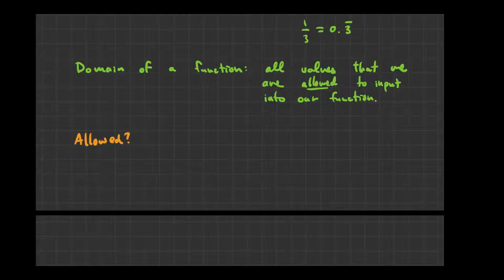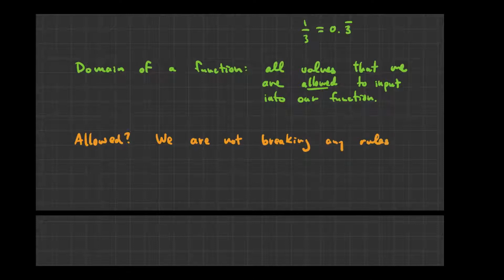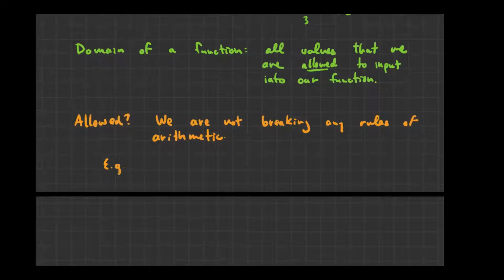Okay. So what I mean by being allowed to input a number into our function is that we are not breaking any rules of arithmetic. Some of these rules we've been learning about for a long time, right? Some of these rules we learned when we first started to add, subtract, multiply, and divide numbers. Okay, so for example, division by 0.